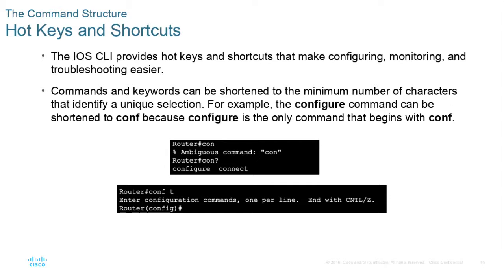There are some hotkeys and shortcuts. For example, instead of configure terminal, I can type CONF space T, because that's a legal abbreviation. I can't type just CON, because CON is too ambiguous. It could stand for configure or connect. Which one did you mean? Well, CONF is unambiguously configure. It couldn't be connect, because connect is not spelled the same way. So you're allowed to abbreviate as much as you can, and you can save some typing that way. You'll get really fast with your typing.